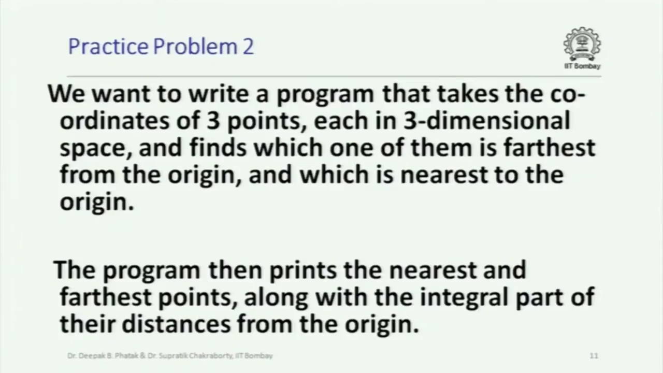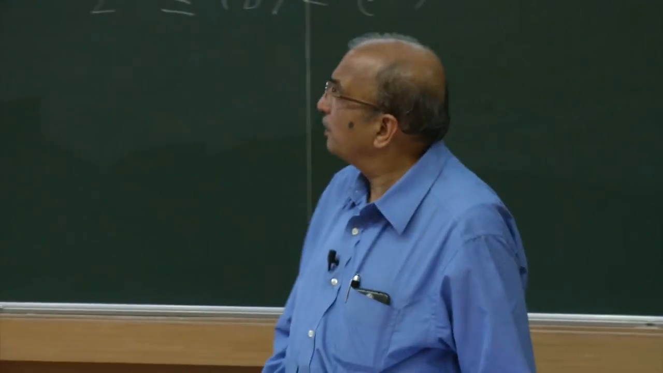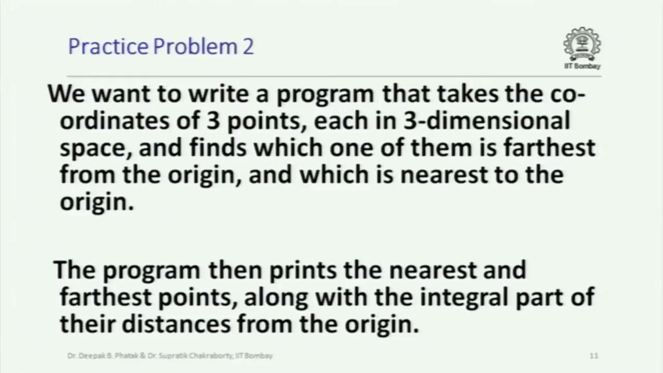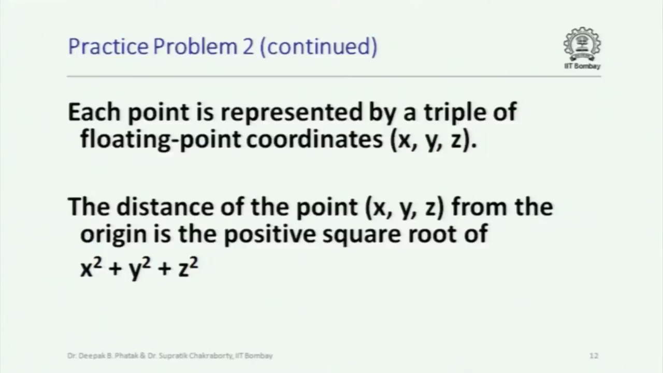Each is a three-dimensional space. Find which one of them is farthest from the origin and which is the nearest to the origin. All of you are familiar with three-dimensional coordinate geometry. So basically each point has three numbers describing its position, x, y and z. These are floating point values generally.